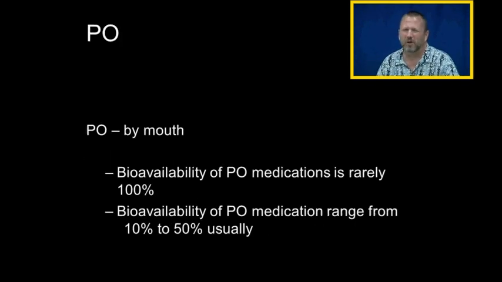So the bioavailability of a PO medication is rarely 100%. The bioavailability of most oral medications ranges from 10% to 50%. So if you take a 100 milligram dose of a beta blocker and its bioavailability is only 10%, that means the liver breaks down 90% of that drug before it enters systemic blood supply.